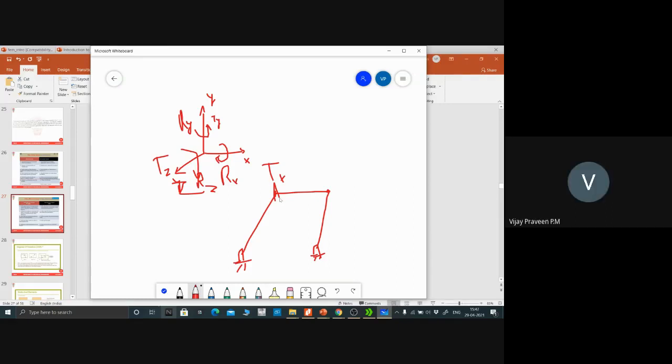So for any mechanism, you should fix any one. You have to restrict this. Either you can restrict translation X, translation Y, translation Z, or rotation. Total 6 is there. Even you can restrict any 3 degrees of freedom. Suppose I restrict all degrees of freedom, what happened? Degree of freedom is 0. It becomes like a structure. It will not move. It is a rigid structure, because every movement is fixed. Got it?